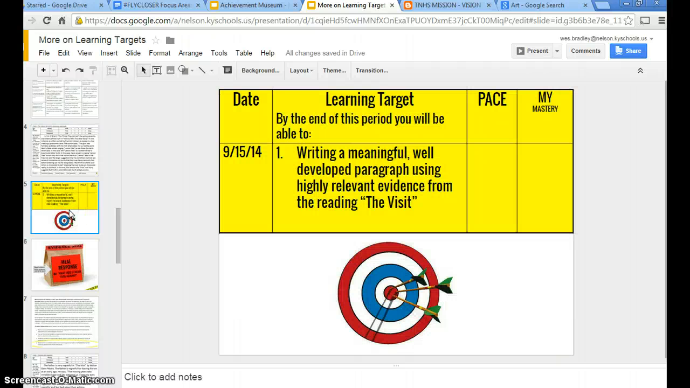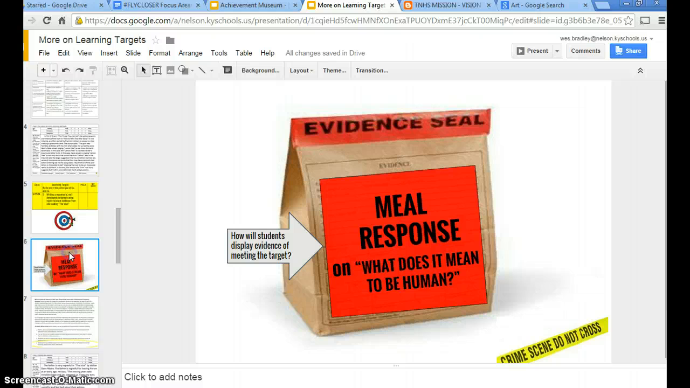So taking it even further and thinking about teaching any skill, students need to be able to see that at a variety of levels. This learning target, similar to the last one, is writing a meaningful, well-developed paragraph using highly relevant evidence from the book or the story. Very similar, but I want to show you some differences in how this was scaffolded to show student examples.